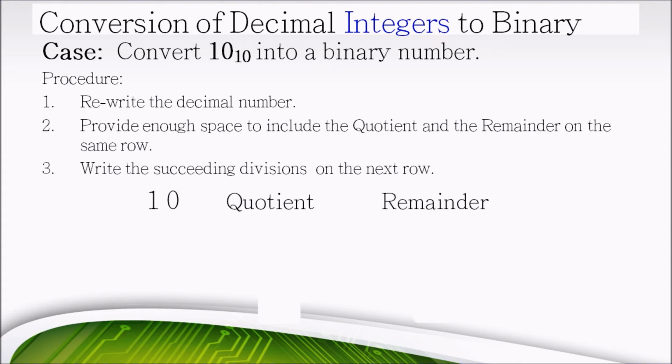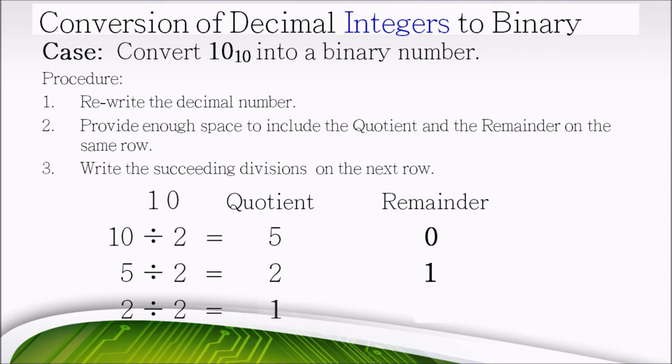Now we'll do the first division. Divide 10 by 2. That will give us a quotient of 5 and a remainder of 0. At this stage, 5 now becomes our new dividend. Divide 5 by 2, giving the latest quotient of 2 and the remainder 1. 2 is now our new quotient and is still not equal to 1. Therefore, we will still proceed with the division process. 2 divided by 2 gives the quotient 1 and the remainder 0.